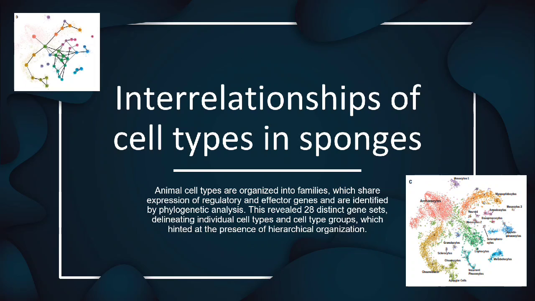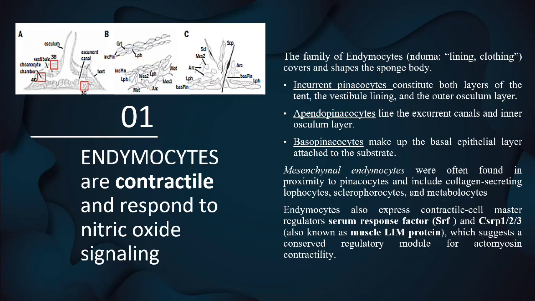Interrelationships of cell types and sponges. Animal cell types are organized into families, which share expression of regulatory and effector genes and are identified by phylogenetic analysis. This revealed 28 distinct gene sets delineating individual cell types and cell type groups, which hinted at the presence of hierarchical organization. Endopinacocytes are contractile. The family of endopinacocytes covers and shapes the sponge body.